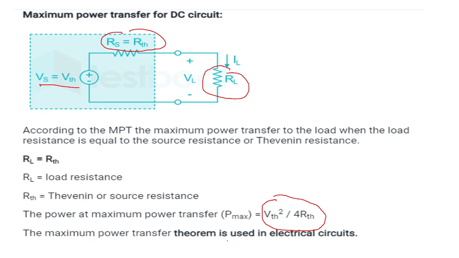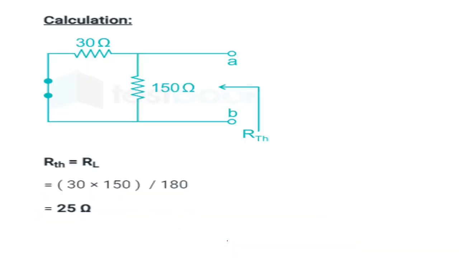So for the circuit that is given to us, we will reduce this circuit, and first we are going to find out the Thevenin's resistance. To find out the Thevenin's resistance, we are going to short the voltage source here. So the voltage source is shorted, and only this resistance is taken, that is 30 ohm, and this resistance is taken as 150 ohm. They are in a parallel connection, so it is nothing but 30 into 150 upon 180, that is nothing but 25 ohms. So 25 ohms will be the Thevenin's resistance.